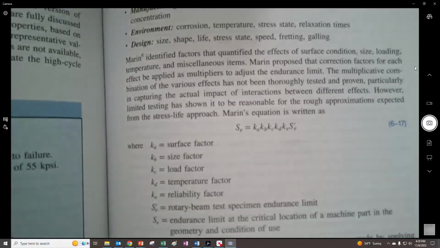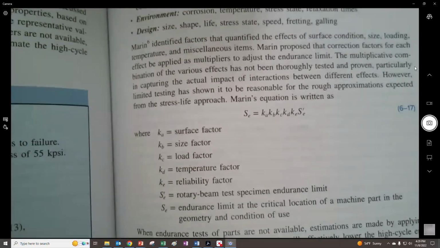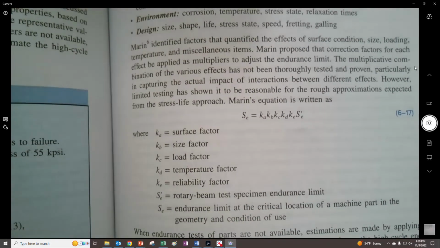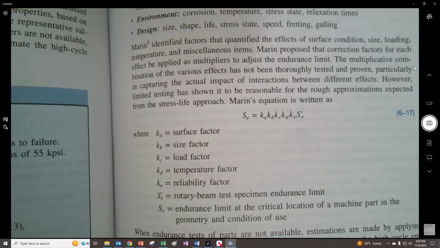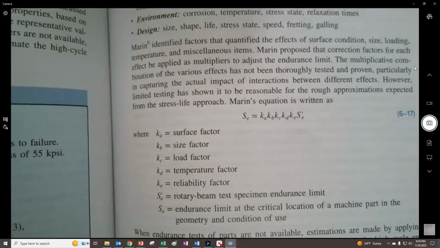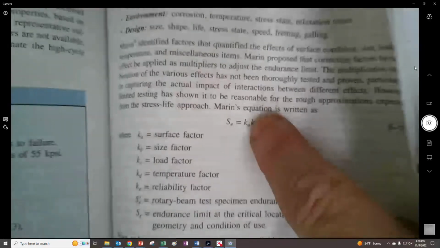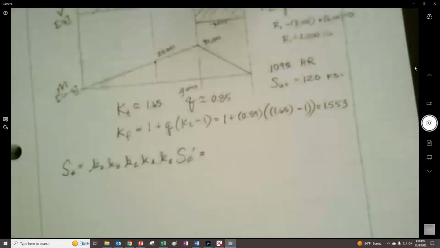The next factor here, we could have the load factor, but this is in bending, so it's going to be equal to 1. The next is the temperature correction. Let's just assume that it's 1, and reliability factor 1. Okay, so really the only thing we have to worry about that we don't know is Kb. We could take an educated guess on that.